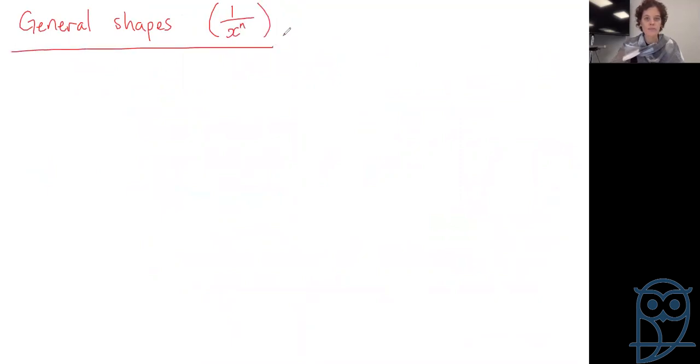Okay, so let us talk general shapes for 1 over x to the n. Some of you were in the Q&A a few weeks back where there was a 1 over x to the n graph that was giving us headaches. Okay, so back to basics.